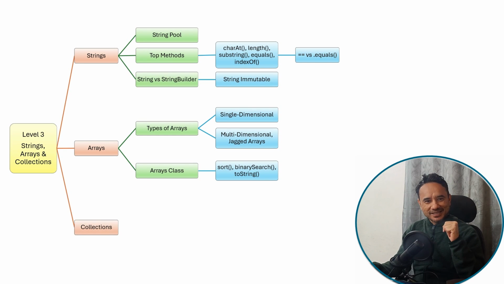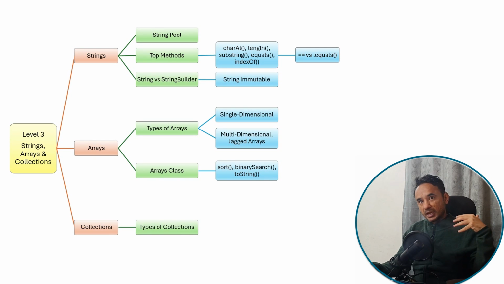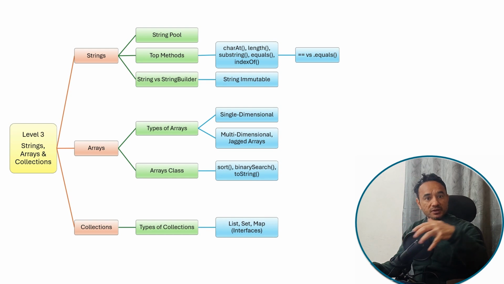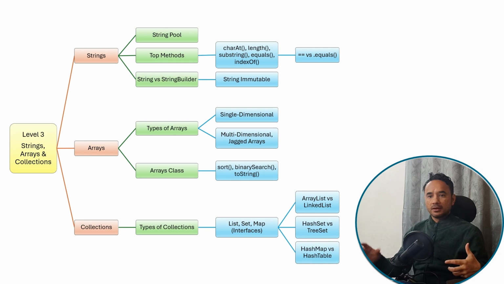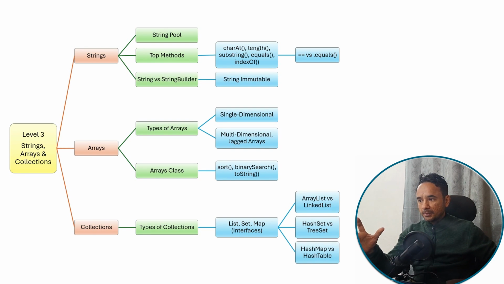Next, we have the collections, very important data structures in Java. Here, understand the types of collections. Types of collection, we have the first interfaces, list, set and map. And then these interfaces are implemented by actual classes like array list, linked list, hash set, tree set, then hash map and hash table. Learn them. And learn them by comparing, because in the interview mostly comparisons are asked. Okay, that's why I have written them like versus.